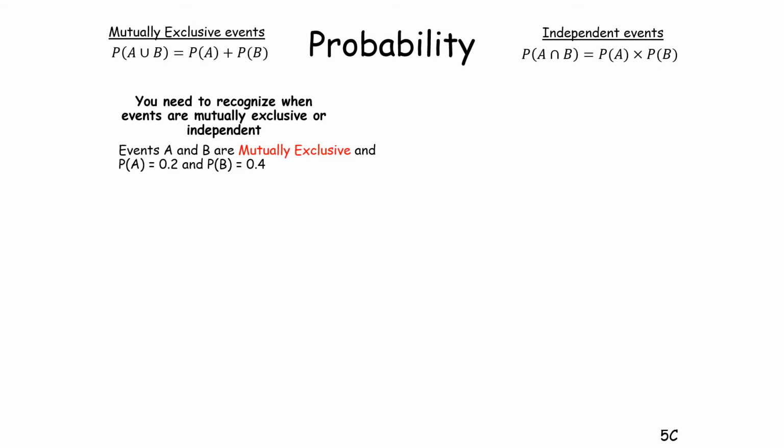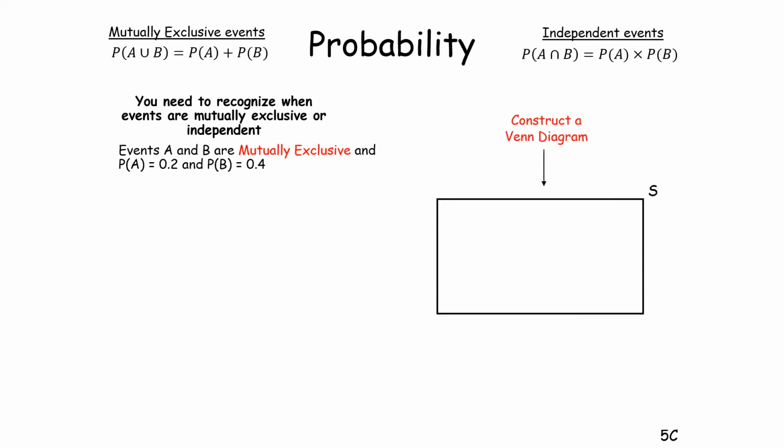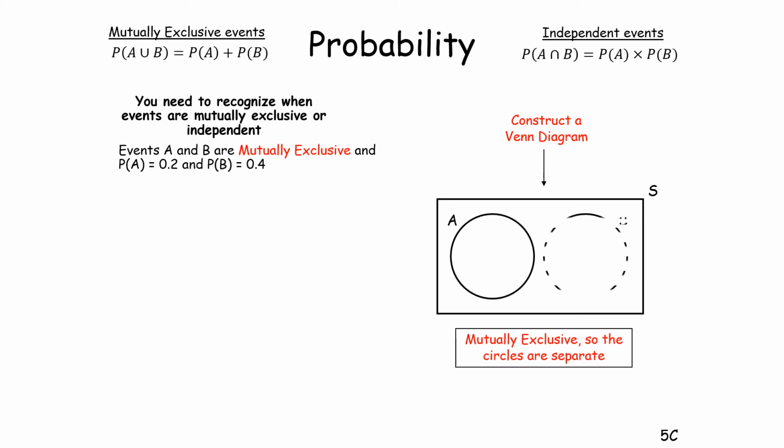So I'm going to take a question here. Let's look at this example. It says events A and B are mutually exclusive. Probability of A is 0.2 and probability of B is 0.4. To illustrate this on the Venn diagram, remember they're mutually exclusive, so it's not going to overlap. I'll have my 0.2 here, 0.4 there. Total probability adds up to 1, so we'll have 0.4 outside here.